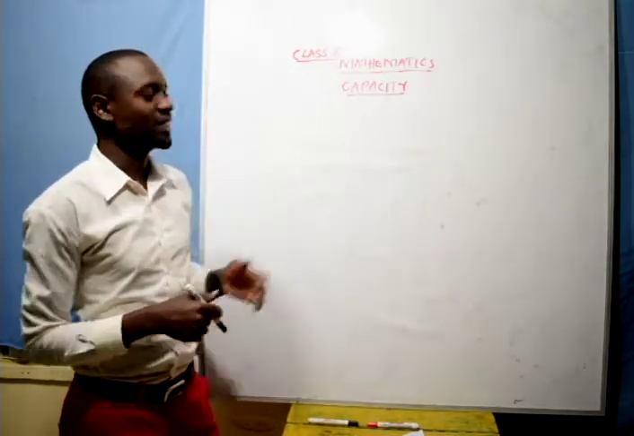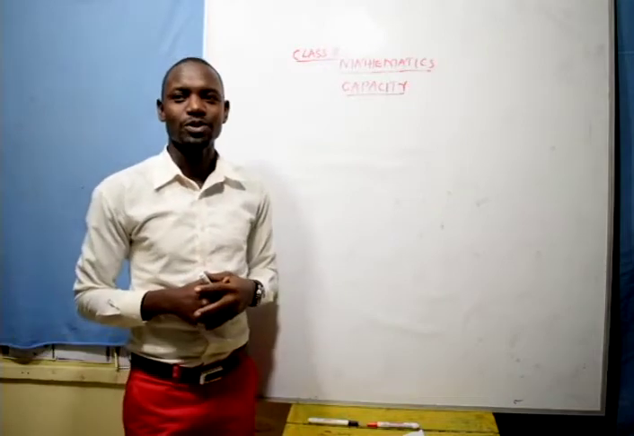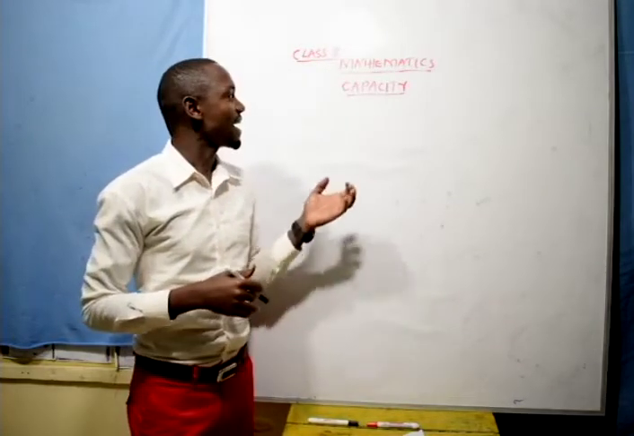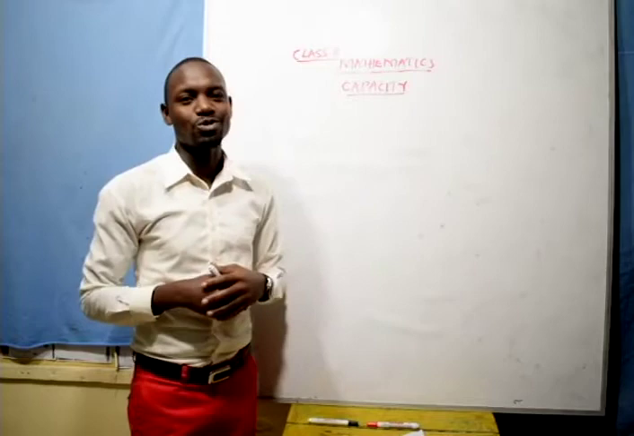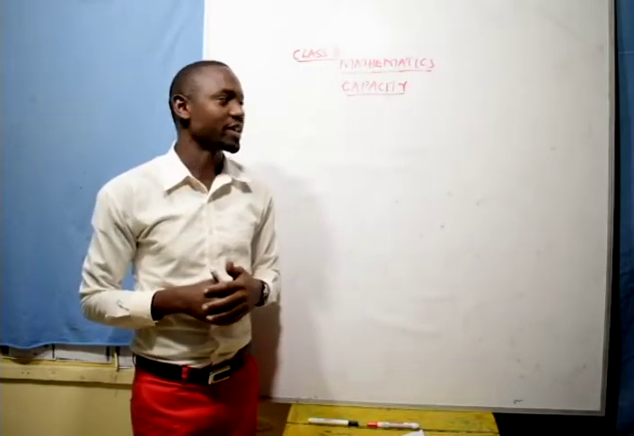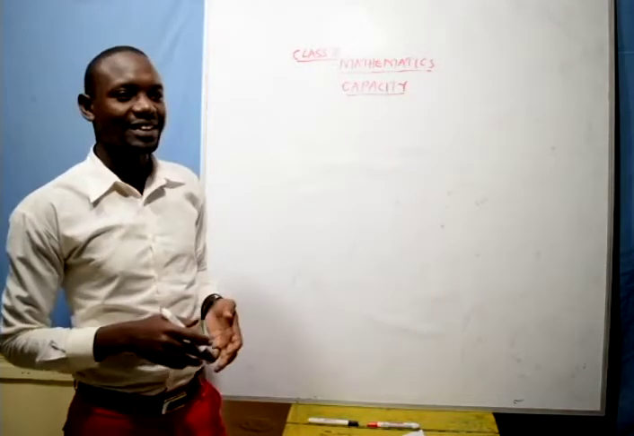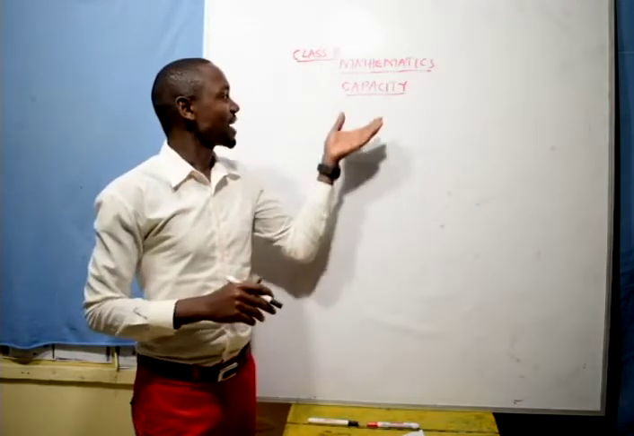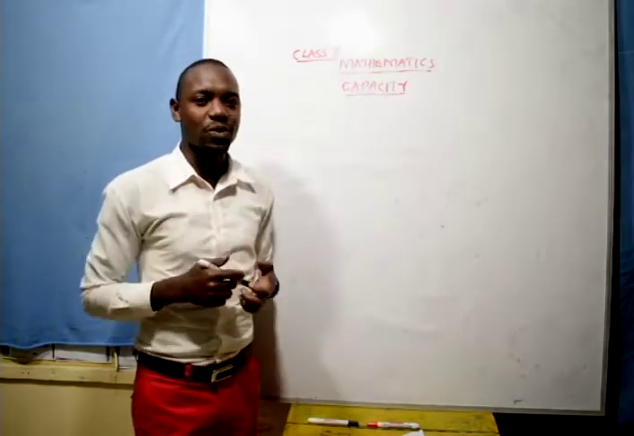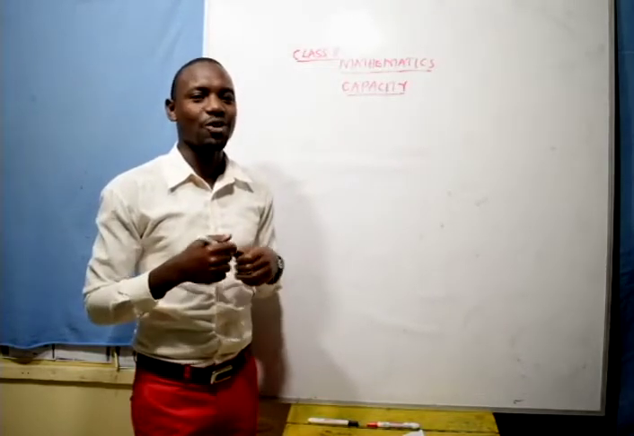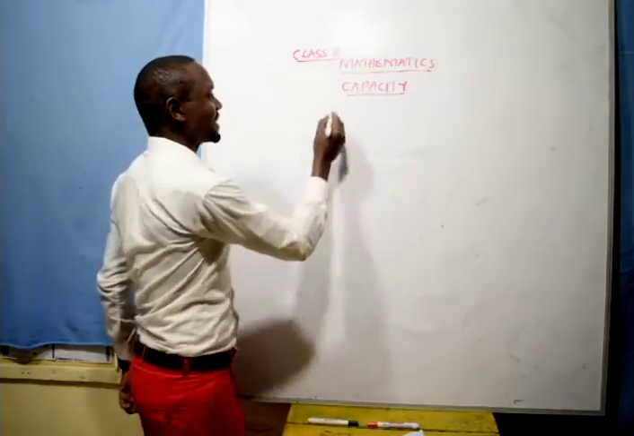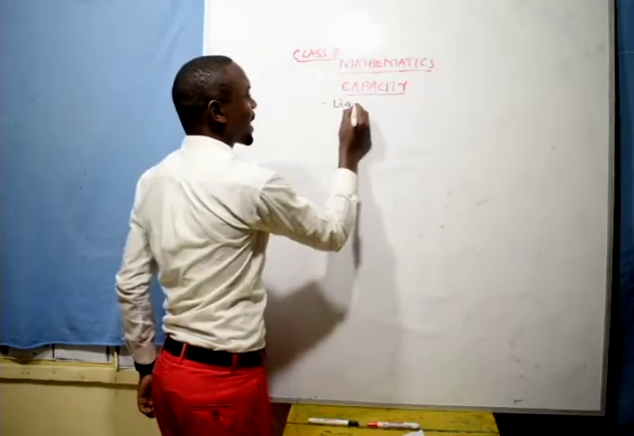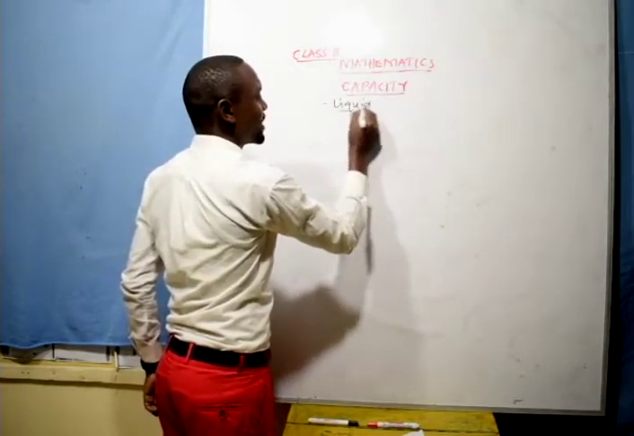In the previous unit, we looked at volume, and we said volume is the amount of space occupied by an object. Today, we are looking at capacity. Volume and capacity are somehow related. Capacity is the amount of liquid that a container or an object can hold.